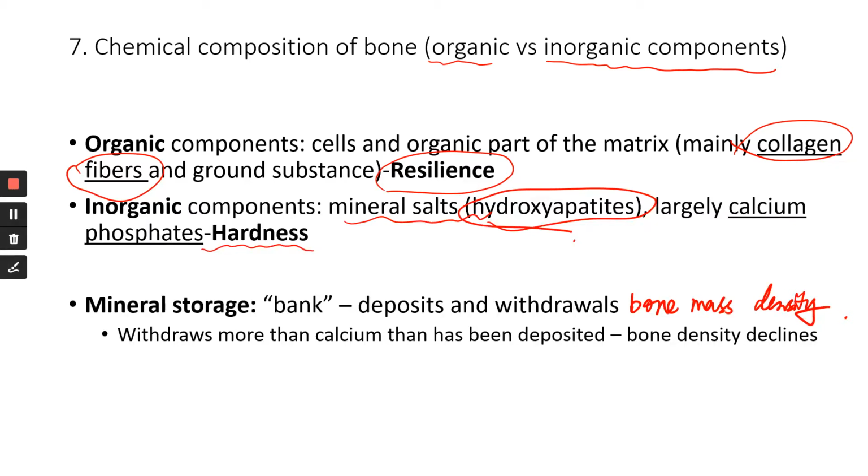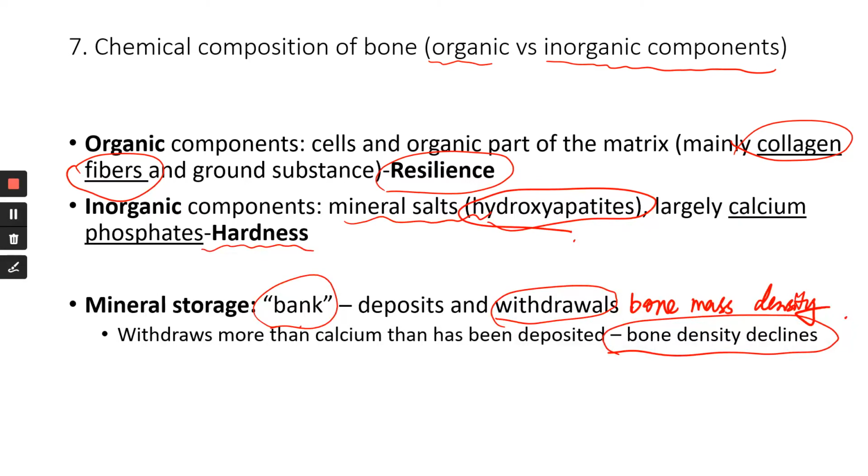Remember, we said that the bones really serve as a bank for calcium, because it's a storage site for calcium. So your body has other functions that require calcium. Your body may withdraw calcium from your bones to perform other functions, or your body could deposit and store calcium in bones. So it's a kind of constant process. Now, if you withdraw more calcium than has been deposited, then your bone density will decline.